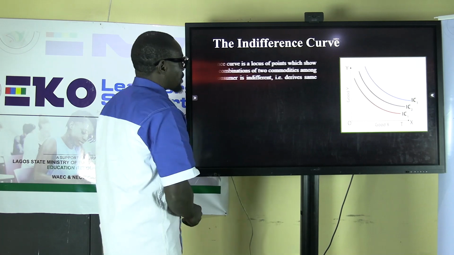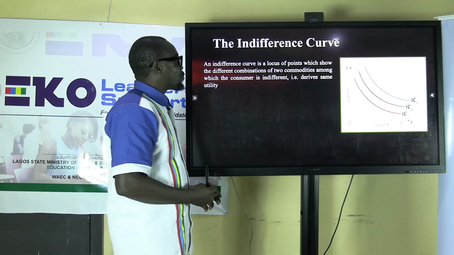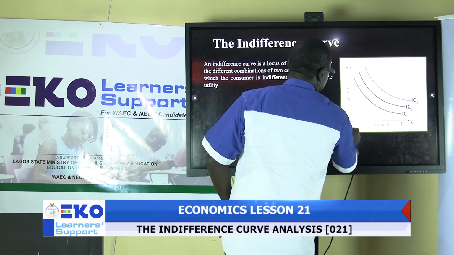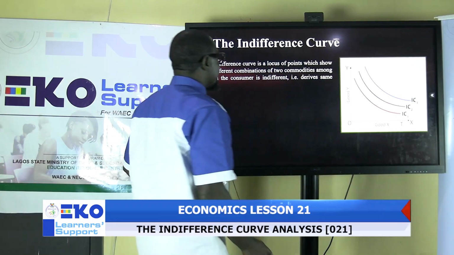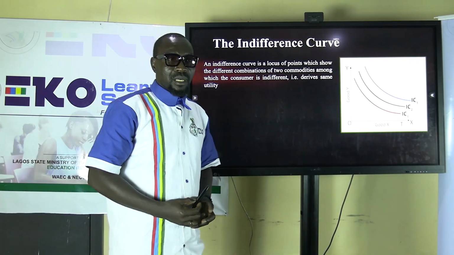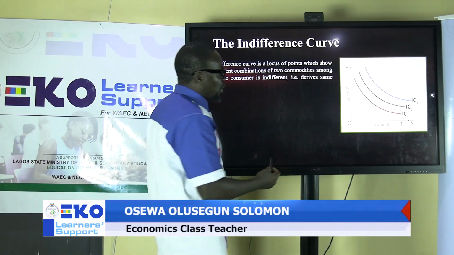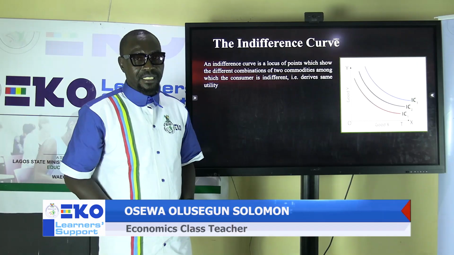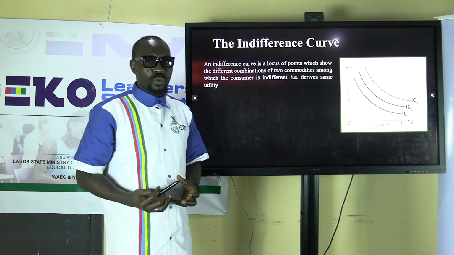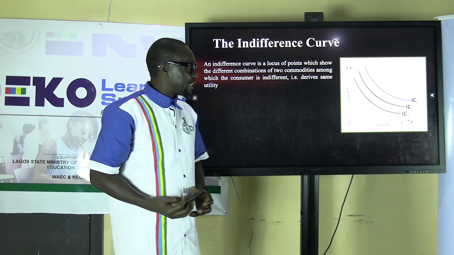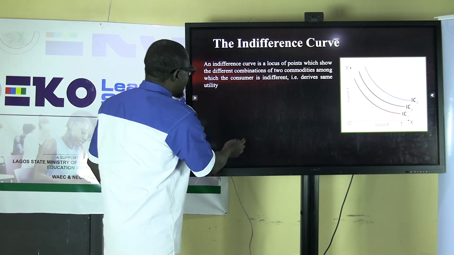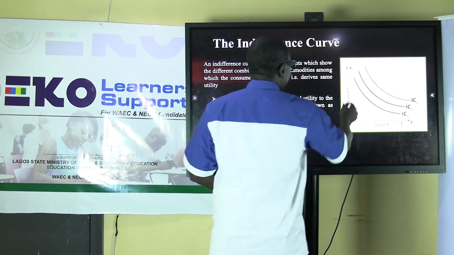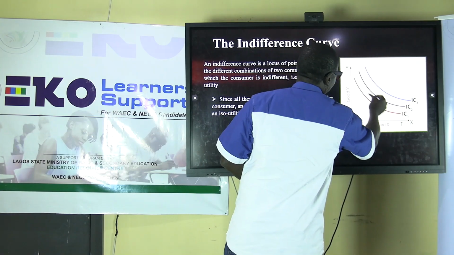What is an indifference curve? It is a locus of points which show the different combinations of two commodities, X and Y, among which the consumer is indifferent. Or in other words, the combination of two commodities that give the consumer equal utility, or from which the consumer derives equal utility. The indifference curve renders equal utility to the consumer all along the curve at different points.